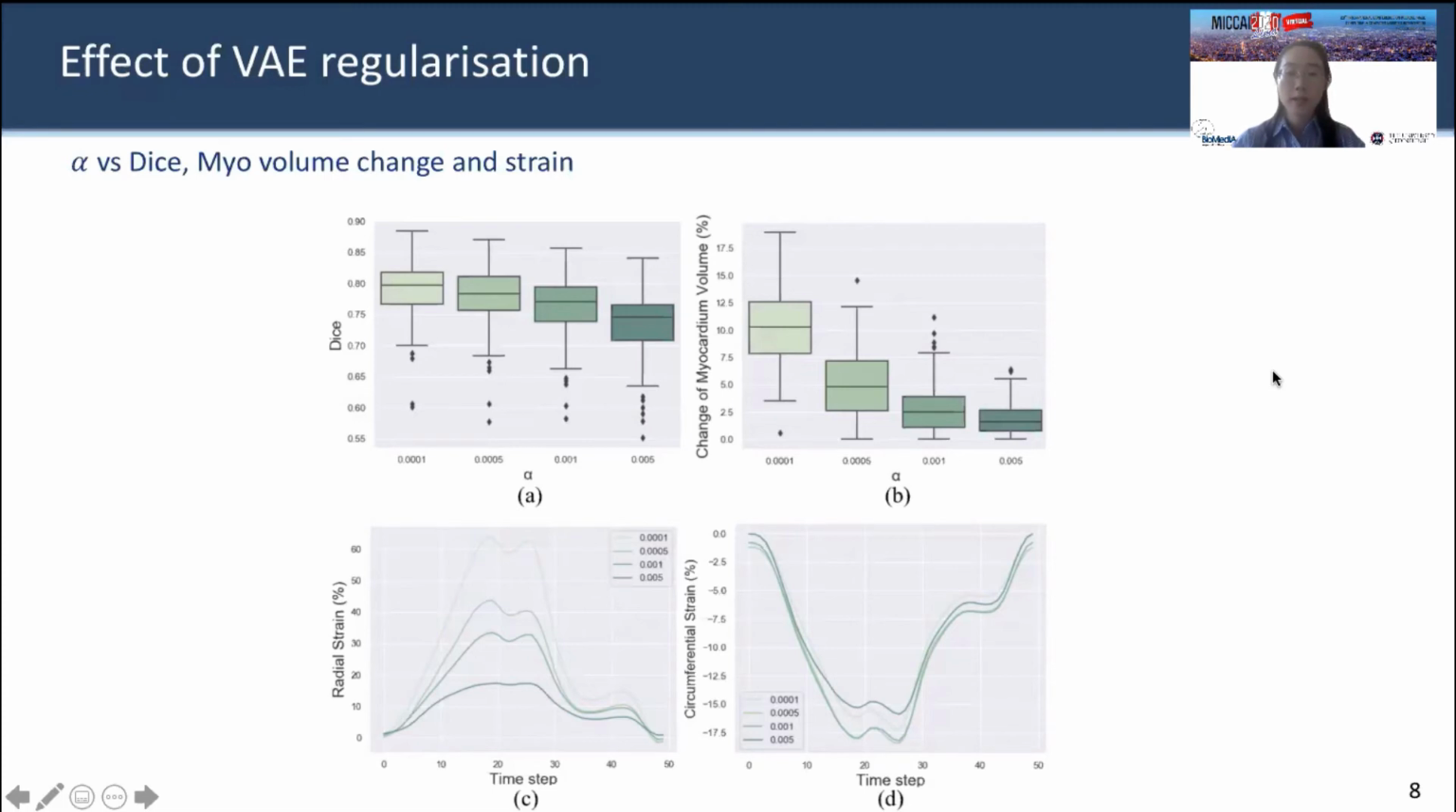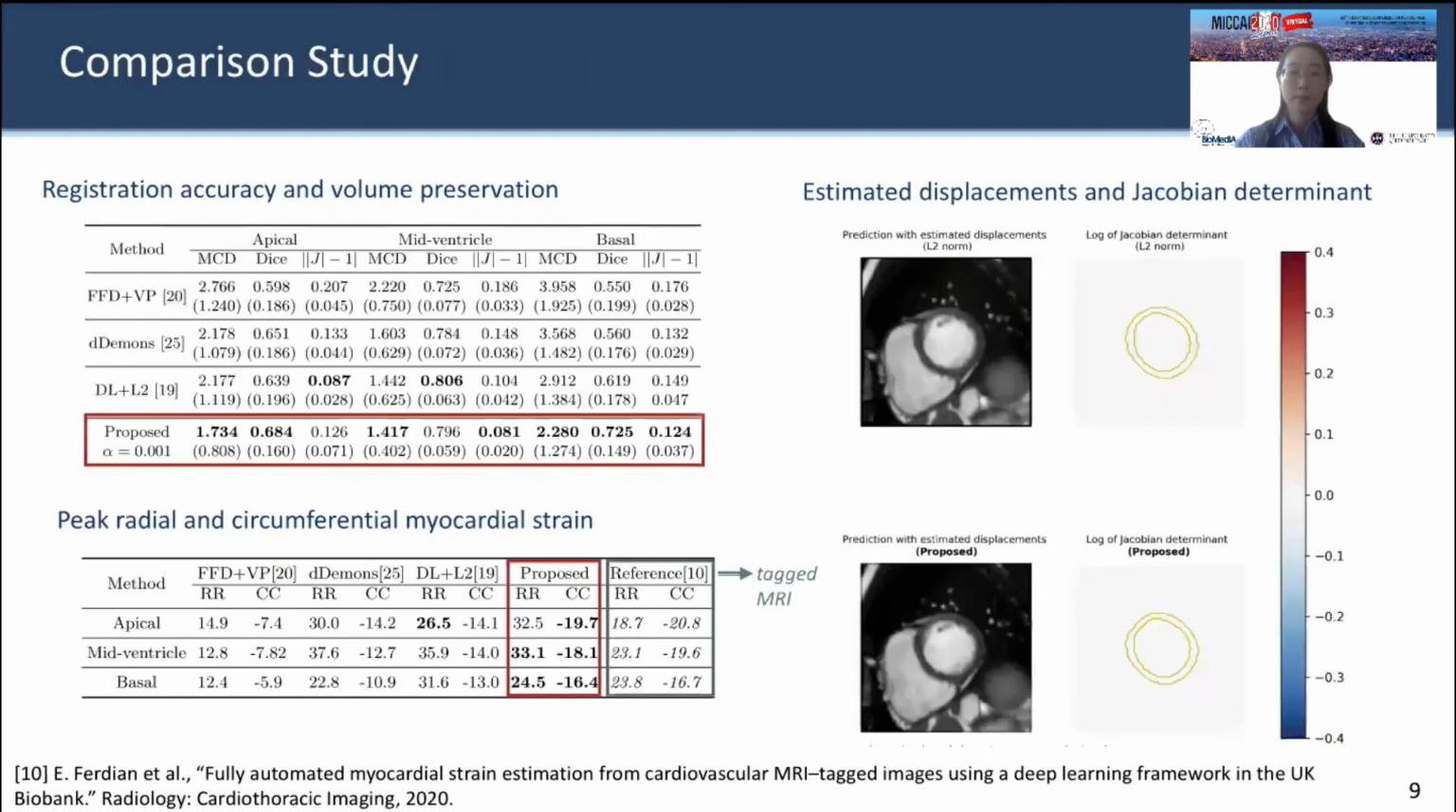Since the motion estimation was performed on stacks of 2D slices, the incompressibility of the myocardium can't be guaranteed due to the out-of-plane motion. However, these results should still indicate that the proposed method has the potential and ability to implicitly capture these biomechanical properties.